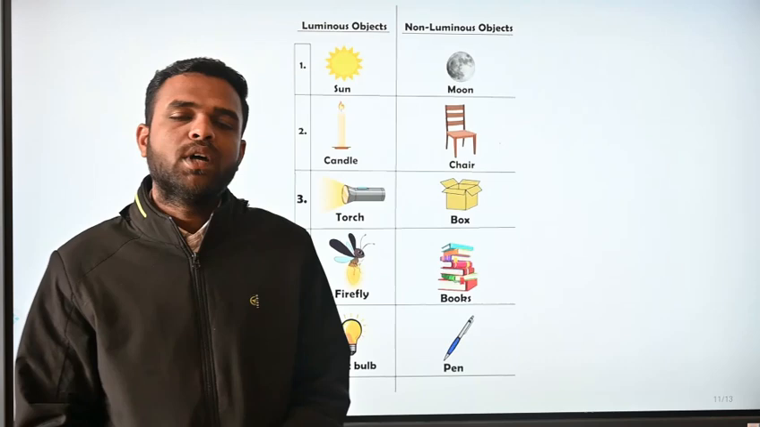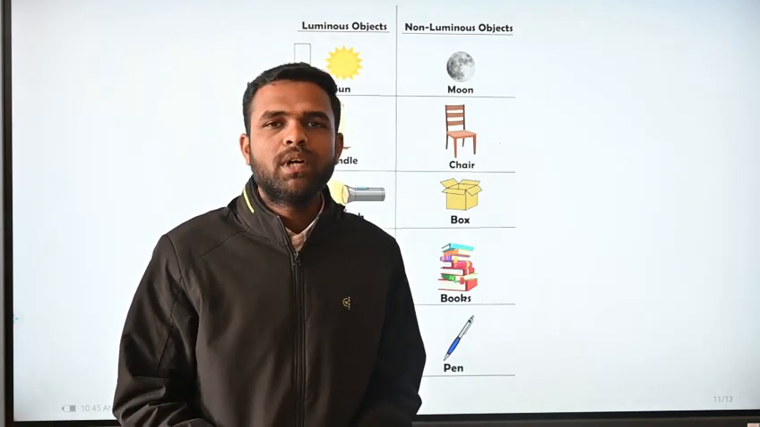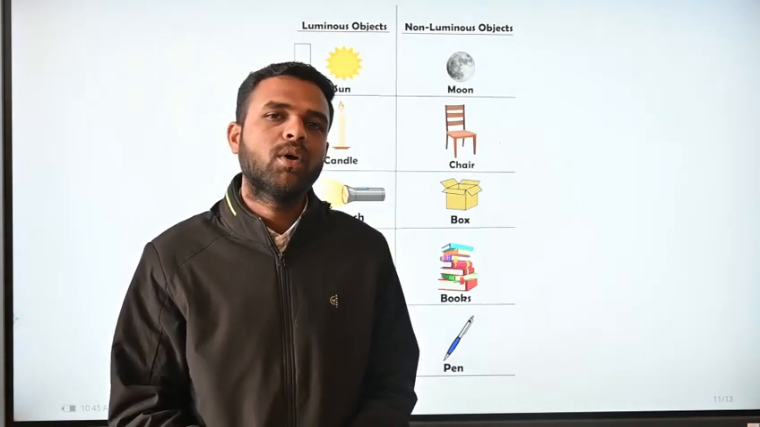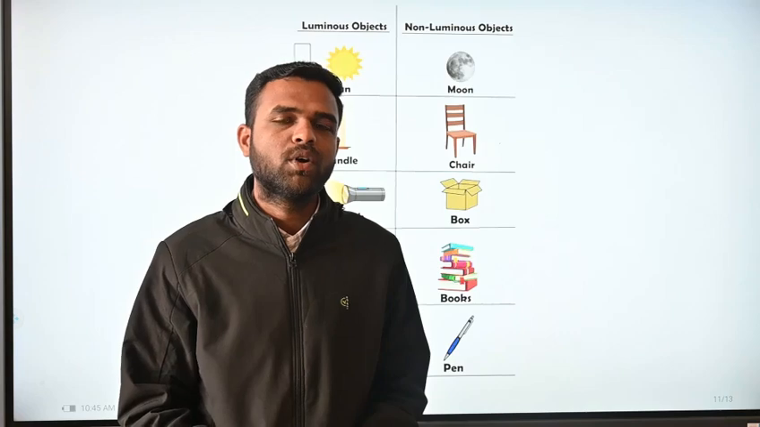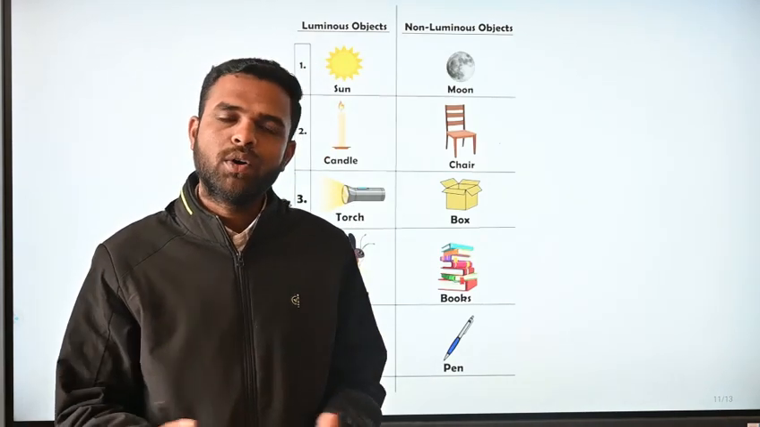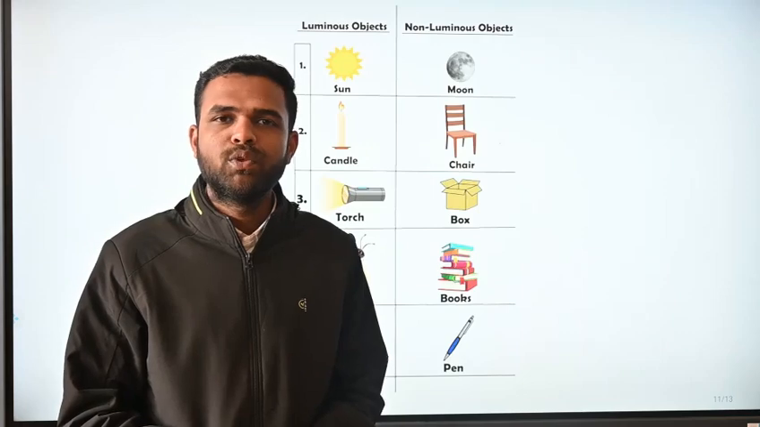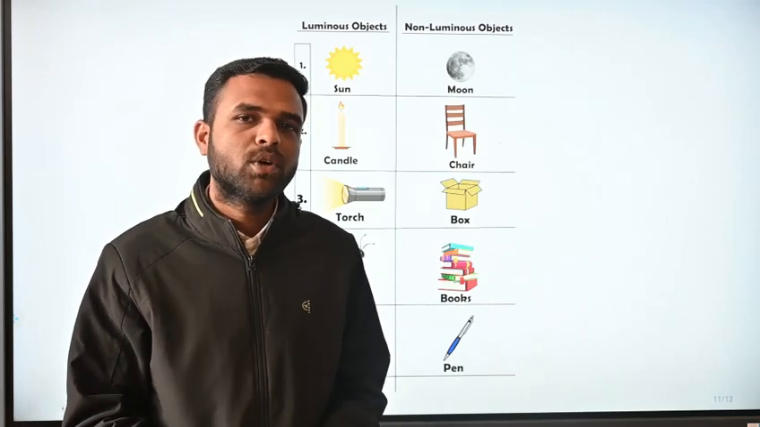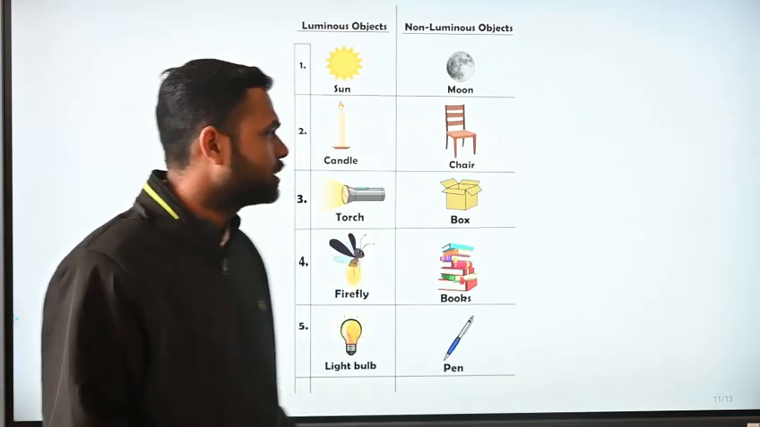Now, the objects which emit their own light, we call luminous objects, and objects which do not emit their own light, we call non-luminous objects. So either it is a natural source of light or a man-made source of light, it's a luminous object. But if it does not give us light, they are non-luminous objects.